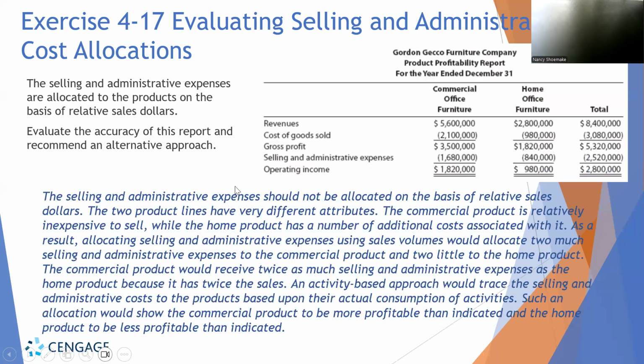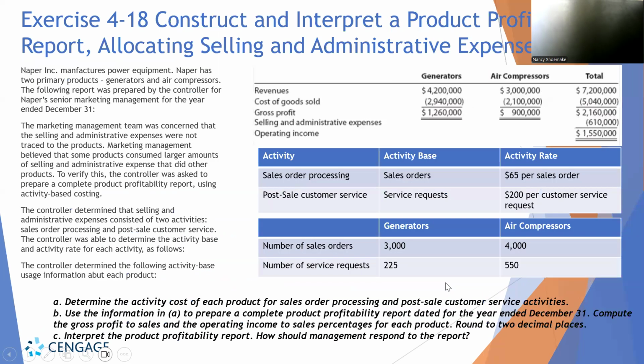So basically, the selling and administrative expenses should not be allocated based on the relative sales dollars. The two product lines have very different attributes. The commercial product line is easy to sell, while the home product has all kinds of costs associated with it. So allocating selling and administrative costs using sales volumes isn't appropriate because too much is going to get allocated to the commercial division, and yet more attention and activities are going to be spent on the home office line. Okay, so basically, just because we're doing sales volumes doesn't necessarily make that the right choice.